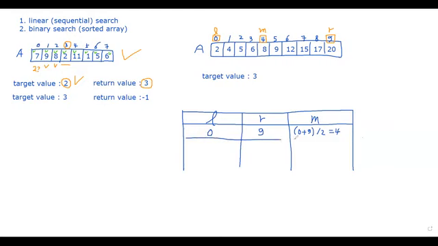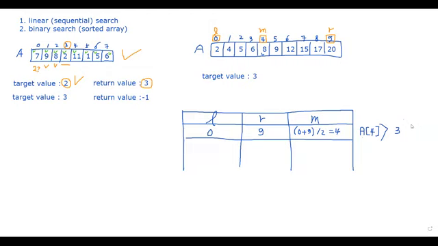Okay, so this is the first step, and the computer will compare the data at the middle position, which is 8, right? So A4 and the target value. This time A4 is 8. So this is greater than the target value, right? So we should move the right index.